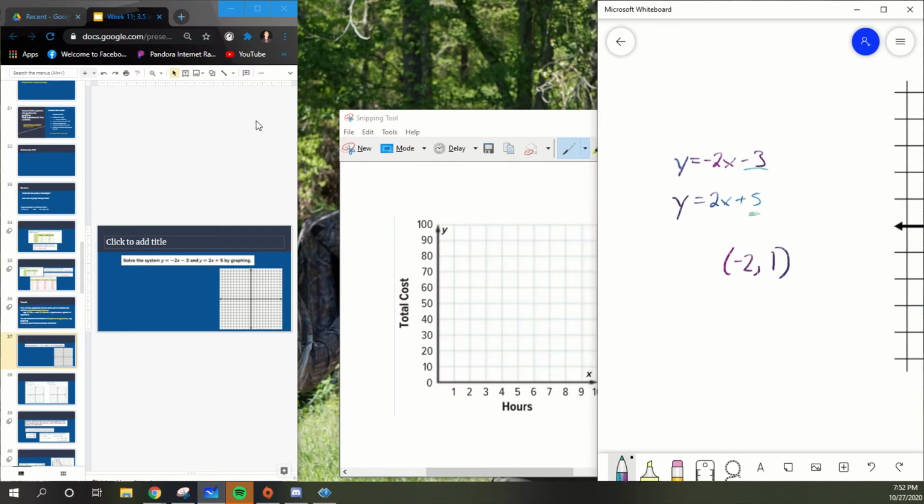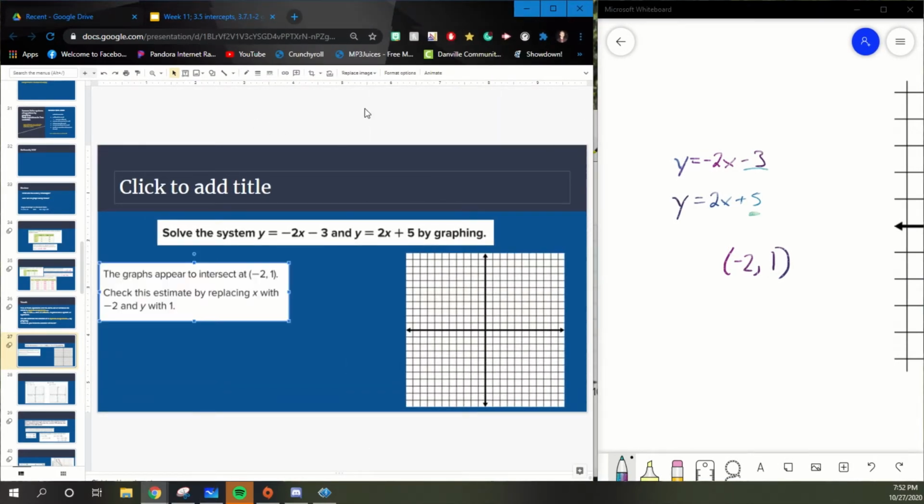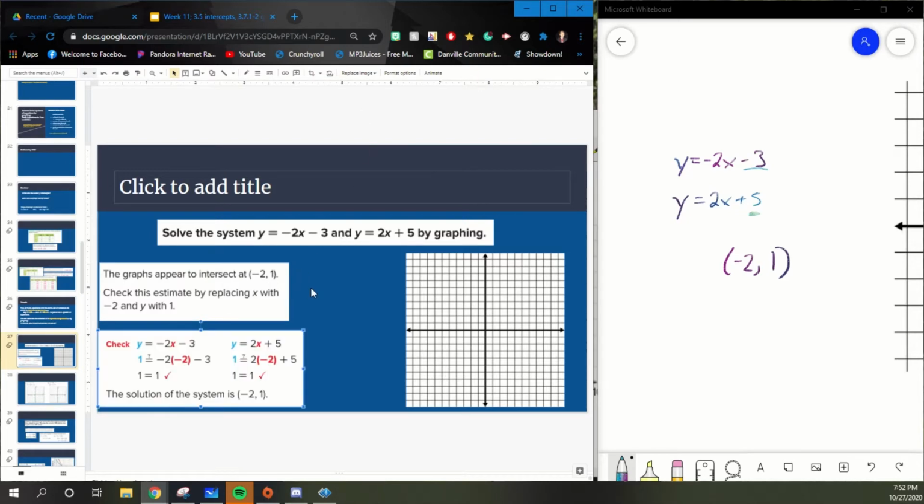Let's double check we were right. It appears to intersect at (-2, 1). This estimate is replacing x with -2 and y with 1. So you can double check this by plugging these points into the system of equations, and they should be equal.